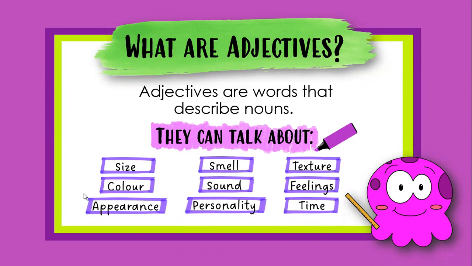Okay, I'm going to give you examples for each one of these. There are even more aspects that adjectives can describe, but let's remember they are words that describe nouns. They're talking about nouns in sentences. So let's look at some examples for each category.